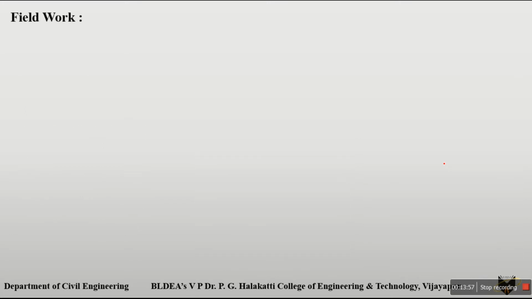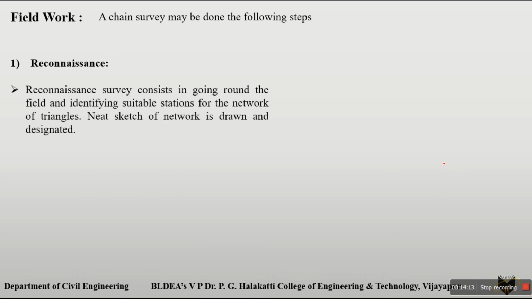Next one is field work. Whenever conducting the surveying, before that you have to follow some steps. Generally in chain surveying, the first step is reconnaissance. Here you have to go to the site or whatever area you have considered, visit the site or field, then identify the suitable stations for marking our instrumentation, and you can also mark the network of triangles.